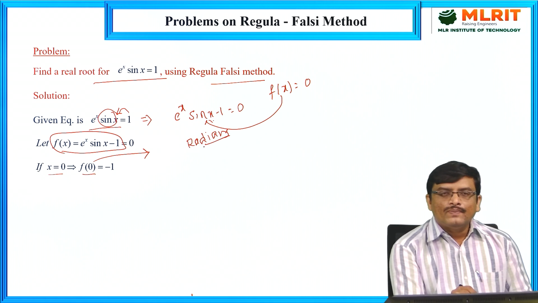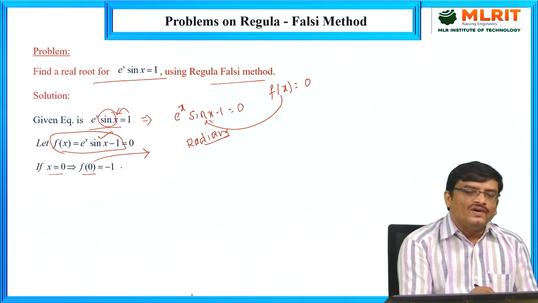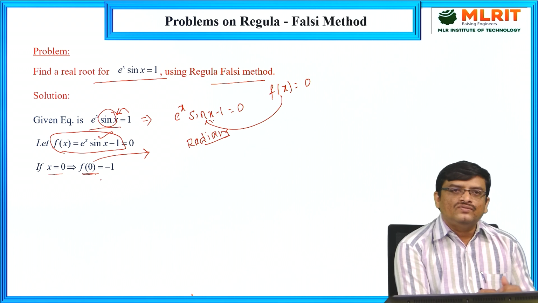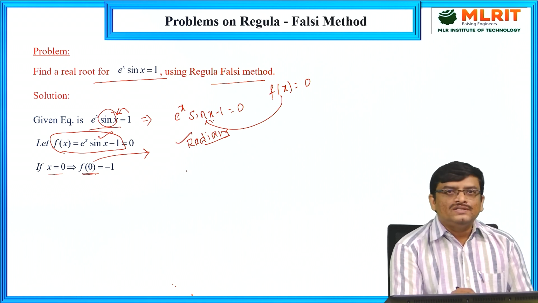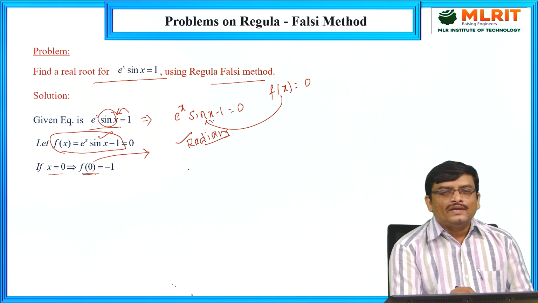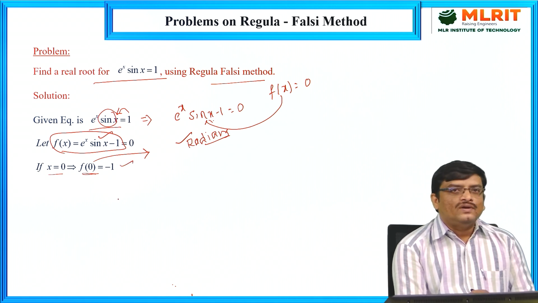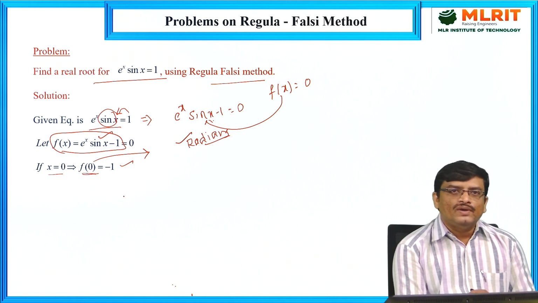That is the important point. Once again I will repeat this: whenever we want to find a function value and any trigonometric function is involved, then before finding f(0), f(1), f(2) and so on, we must keep our calculators in radians mode. By keeping the calculators in radians mode, only then do we start finding f(0), f(1), f(2) and so on. That is the important thing to remember here.